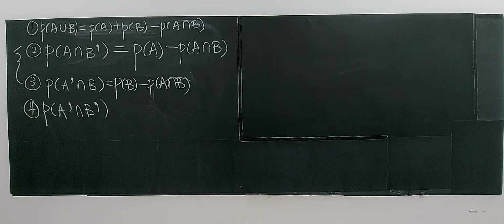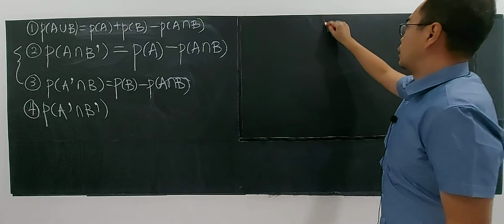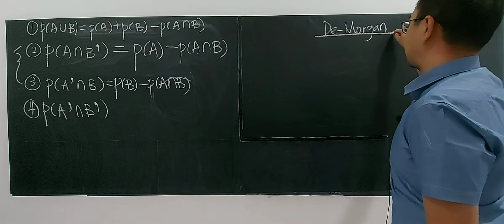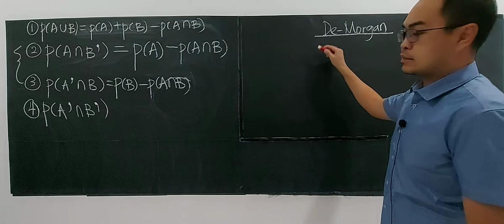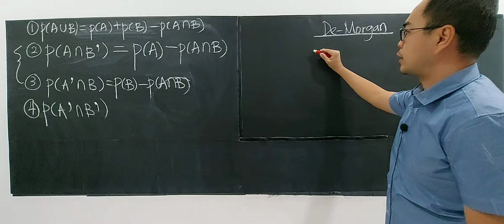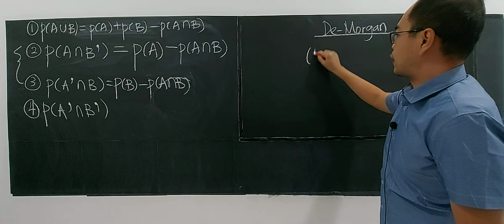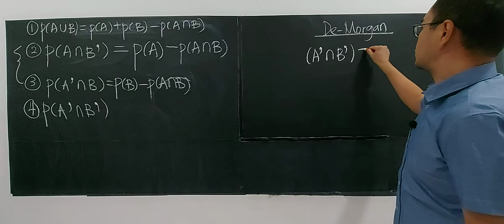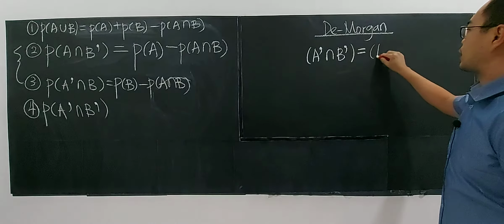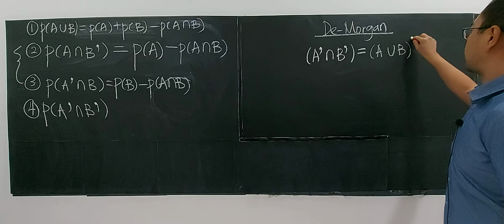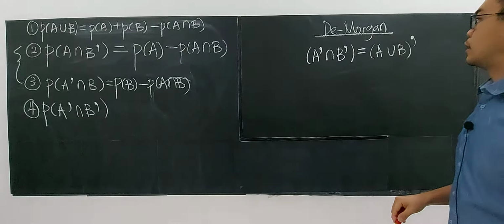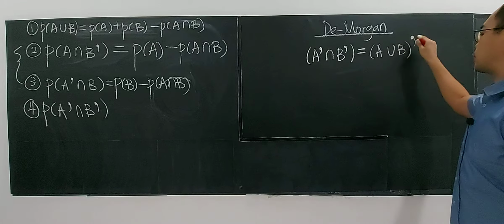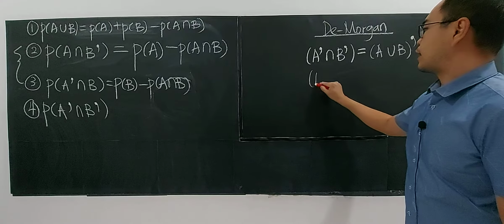Before I introduce it, I have to introduce De Morgan's law, the De Morgan rules for sets. So this is the De Morgan rule, and you can prove this by using a Venn diagram. If I have A prime intersecting with B prime, I can rewrite this. It is equivalent, it's the same as taking (A union B) prime. That's the De Morgan rule. So you can say that A prime intersecting with B prime is equal to (A union B) prime.